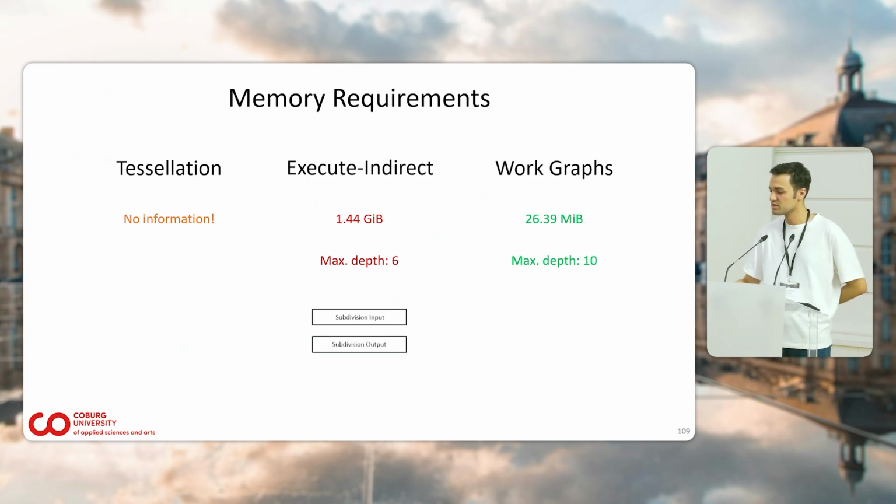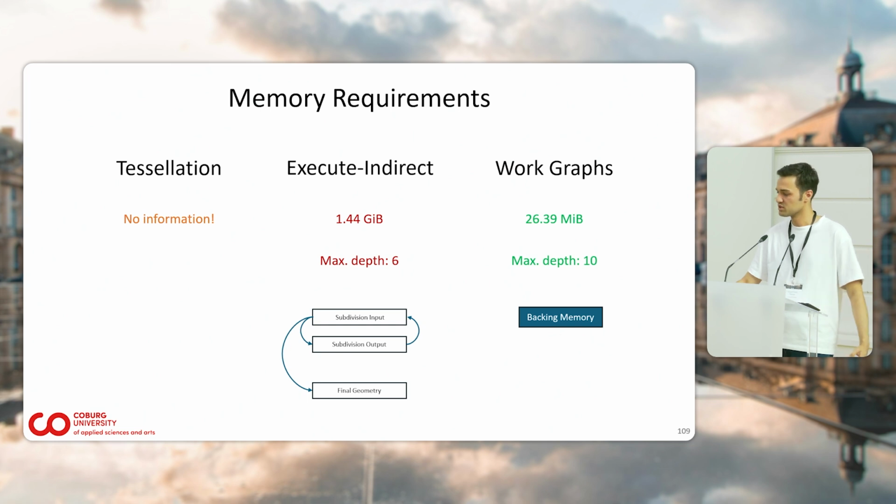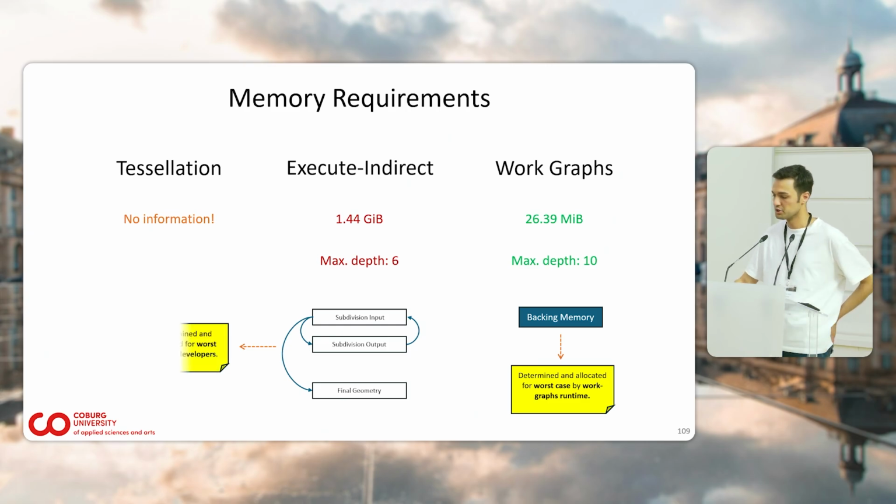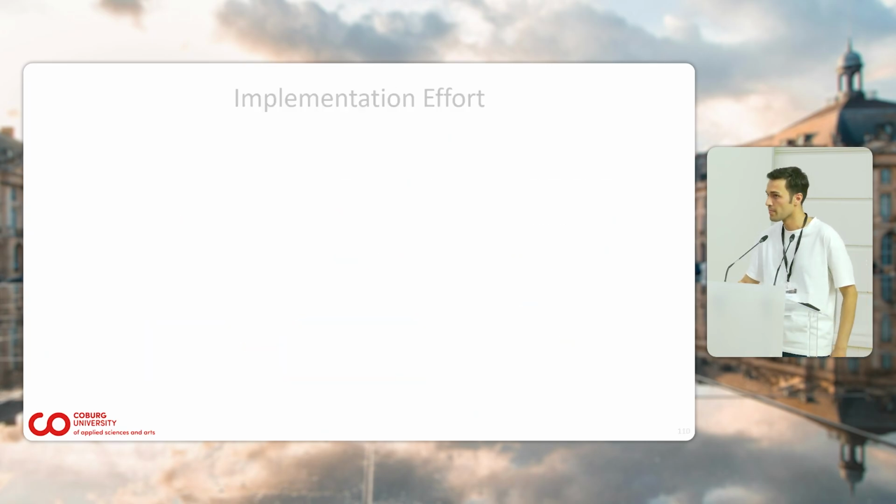The reason why we have that amount of memory is that we need 2 buffers for our ping pong subdivision, and a final buffer for the geometry. In the case of work graphs, we only need the backing memory, which is determined and also managed by the work graphs runtime. In the case of execute indirect, it's managed by developers, and you have to size it for the worst case. So now let's take a look at the implementation effort.